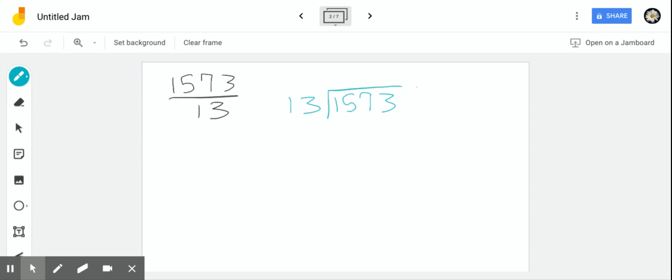Let's just remind ourselves how long division works. We think, how many times does 13 go into 15? It goes once, and then we multiply 1 times 13. We subtract, and then we drop the next number down. And then we think, how many times does 13 go into 27? It goes twice. 2 times 13, we multiply that and get 26. We subtract.